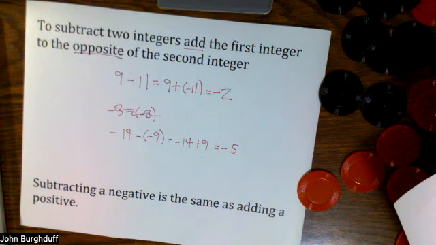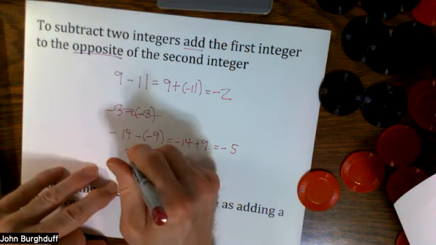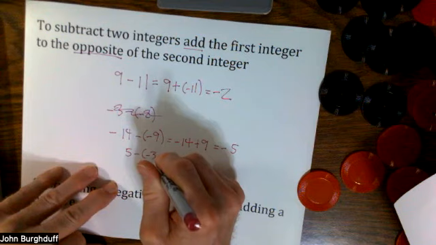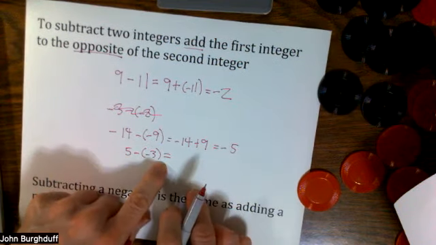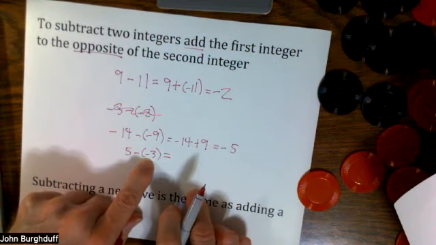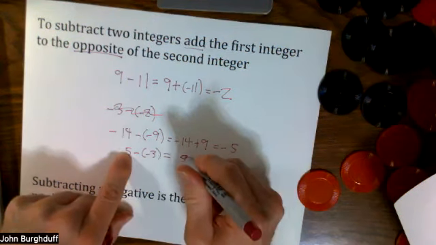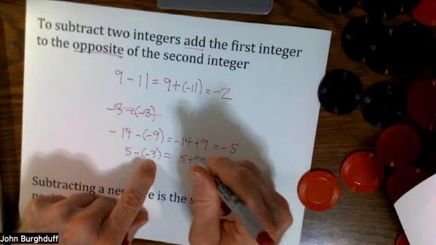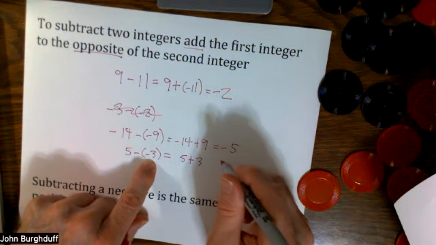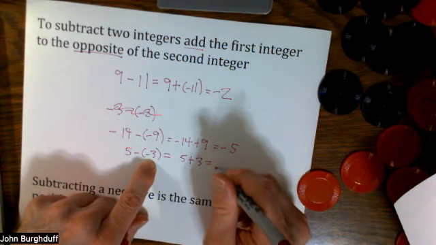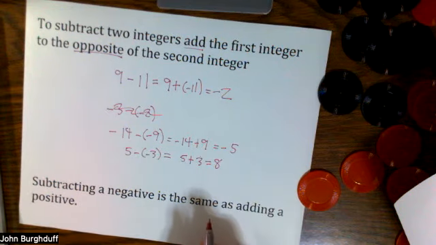I want you to notice with that last example, and you know what? Maybe I'll do one more. 5 minus -3, subtracting a negative. To subtract 2 integers, add the first to the opposite of the second. The opposite of -3 is +3. 5 plus 3 is 8.